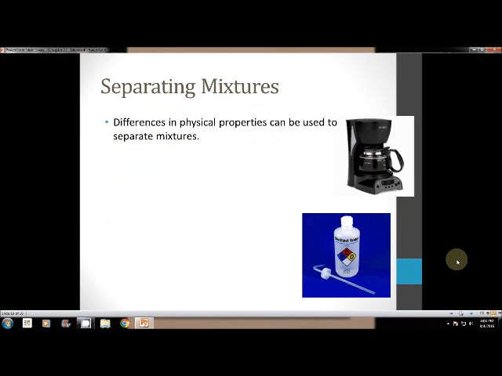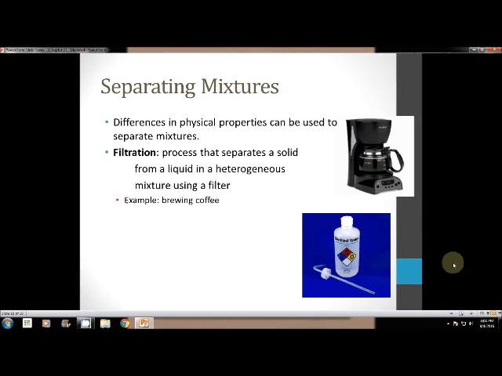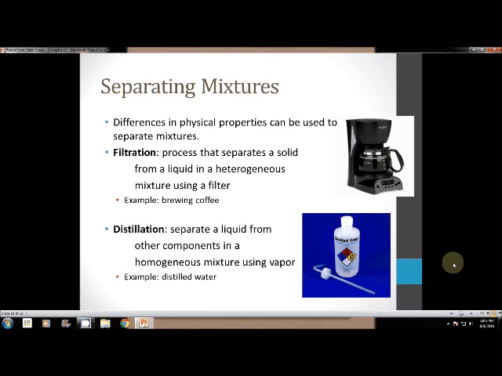Last but not least, we can separate our mixtures based on their physical properties. One type of way is filtration. So if you're like me and need to have your morning cup of joe, you would use a filter to catch those coffee beans and the grounds so that it doesn't go into your coffee, because that just tastes gross. So that's the process that separates a solid from a liquid in a heterogeneous mixture, and we use a filter. So coffee would be your example there.